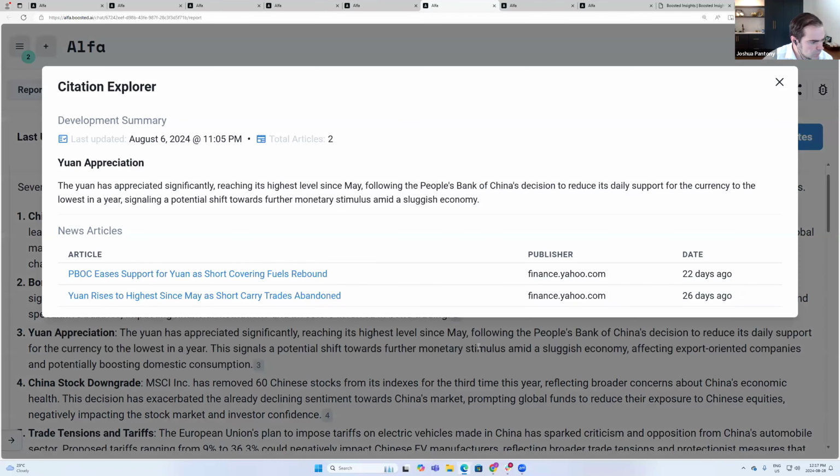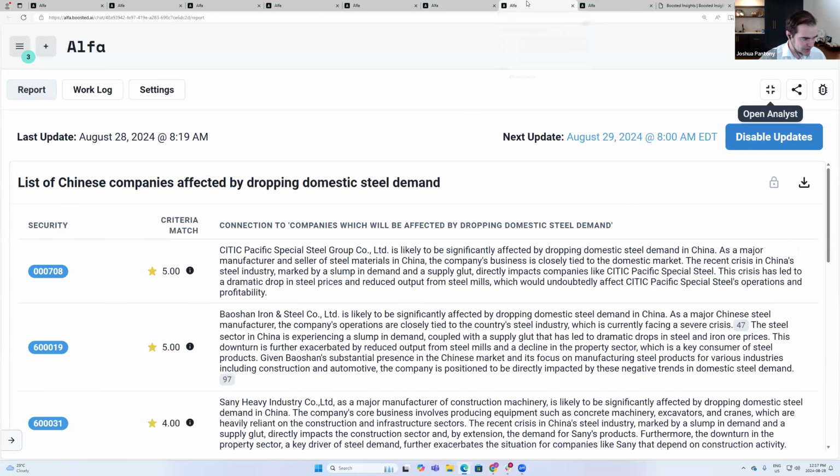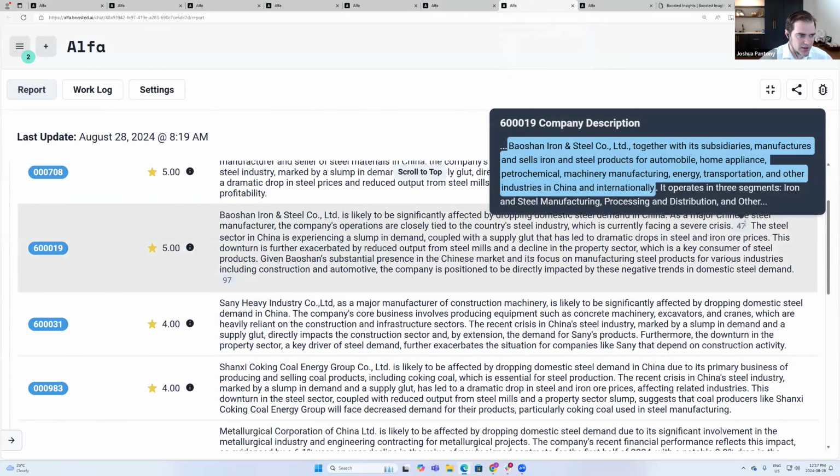And then after I do this, the next step might be to ask myself, okay, if there's a crisis with steel in China, what are the kinds of companies that might be affected by that? So then I can build out another automation where I come in and say, all right, find me sets of companies that might be affected by dropping domestic steel demand. It finds a bunch of examples of companies in China.